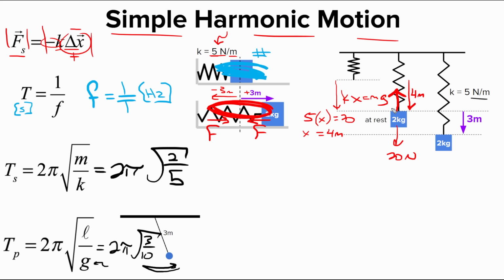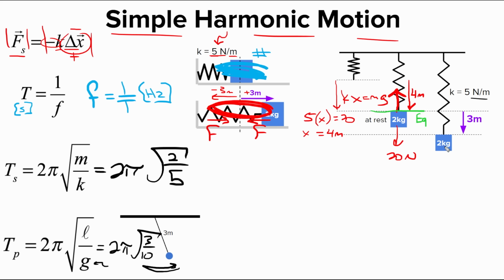Say I pull, this hangs down at 4. I pull it down an additional 3. So this point right here, by the way, is called the equilibrium position. This point here is when the forces are all nice and balanced, right? So 20 newtons of force up from the spring, 20 newtons of force down from gravity, it's at equilibrium. But if I displace it from equilibrium an extra 3 meters, well, now it's out of equilibrium.